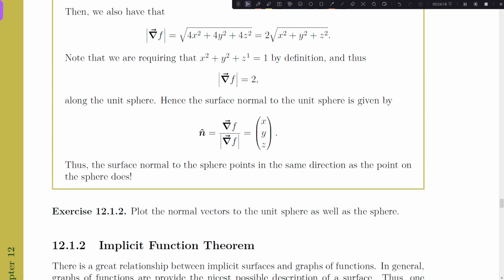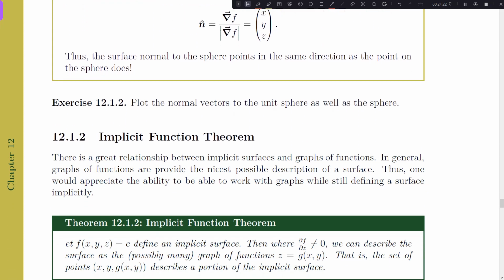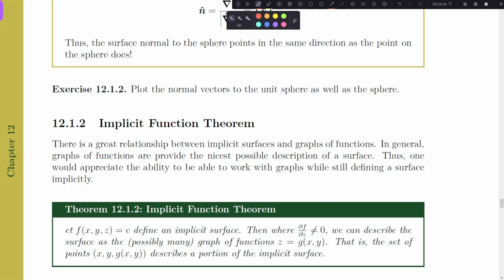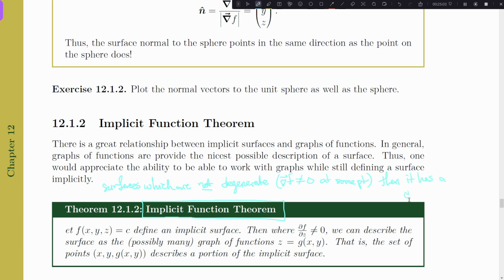We have one nice extra theorem here that's called the implicit function theorem. And that's very nice because it says that, okay, surfaces, let's reinterpret what this is actually saying. It has a lot of math words there. What this is saying is that surfaces which are not degenerate, as in, the gradient of f is not equal to 0 at some point on the surface. So as long as the surface is not degenerate, then it has a collection of explicit definitions.